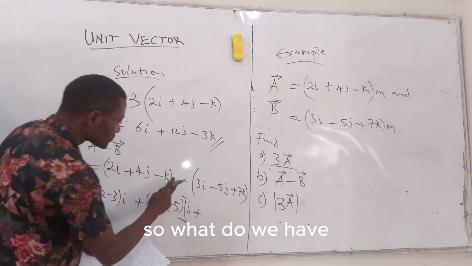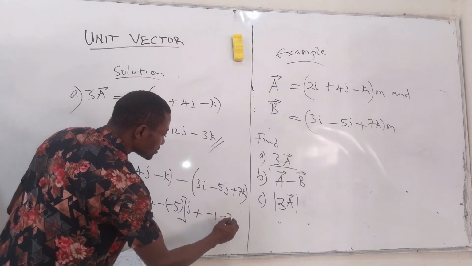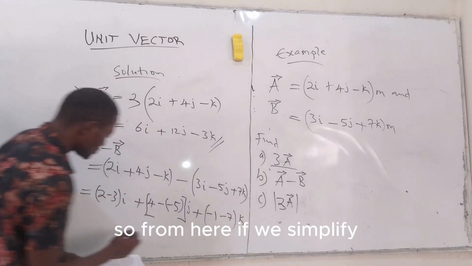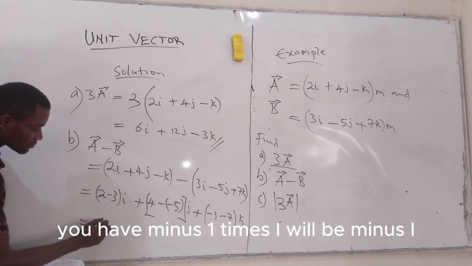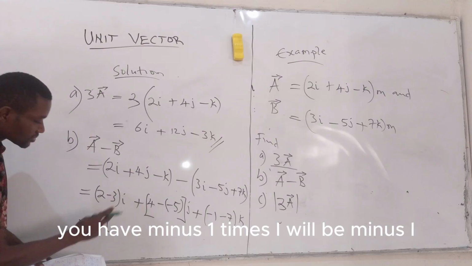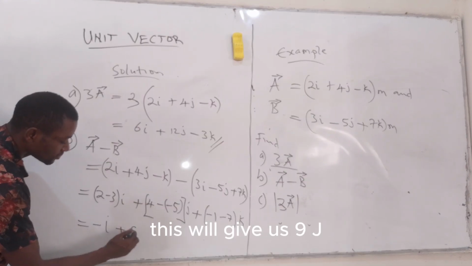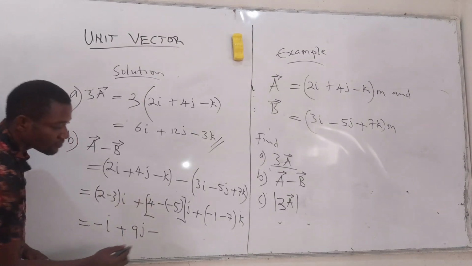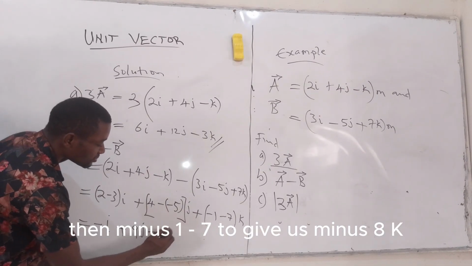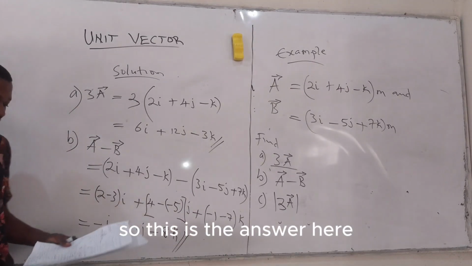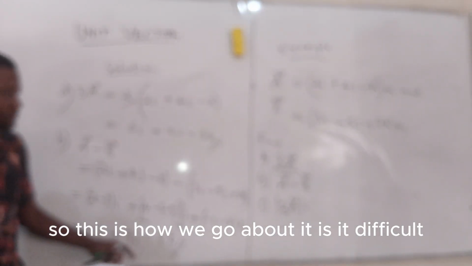So what do we have? It will be minus 1, 4 minus minus 5, and minus 1 minus 7. So from here, if we simplify, you have minus 1 times i will be minus i. Then 4 minus minus 5 will give us 9j. Then minus 1 minus 7 will give us minus 8k. So this is the answer here. So this is how we go about it. Is it difficult?